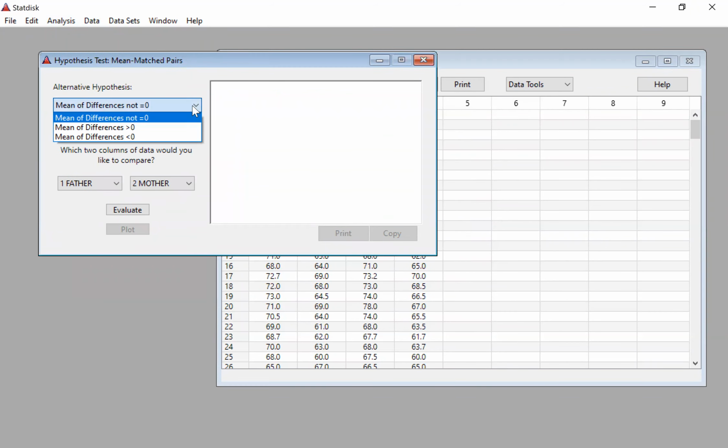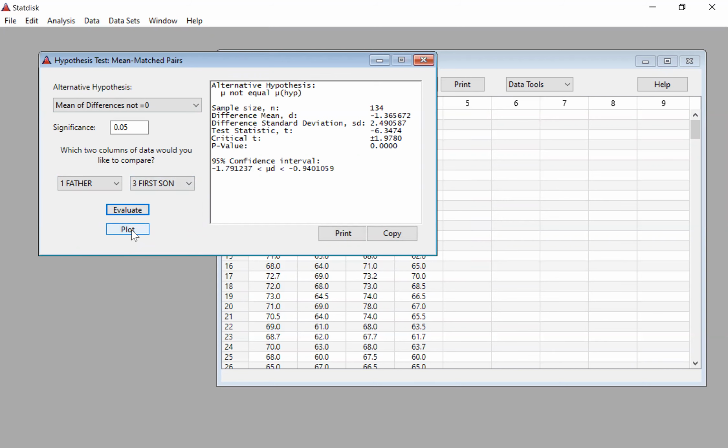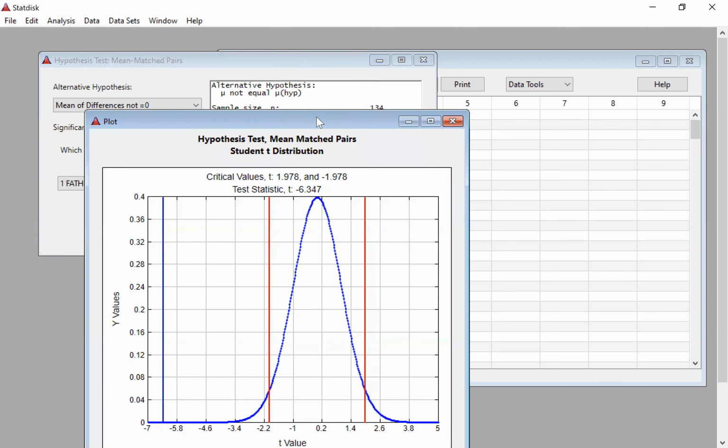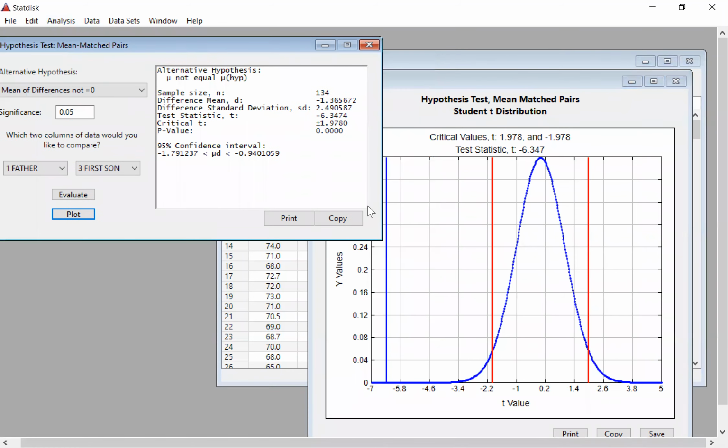So our alternate here is indeed not equal to 0, significance 0.05. Father in column 1, that's our sample 1, good. Now we need first son, that's column 3. Hit evaluate, hit plot. When we hit plot, we do see that our test statistic is well off in the tail, and in this case, it's the lower tail.